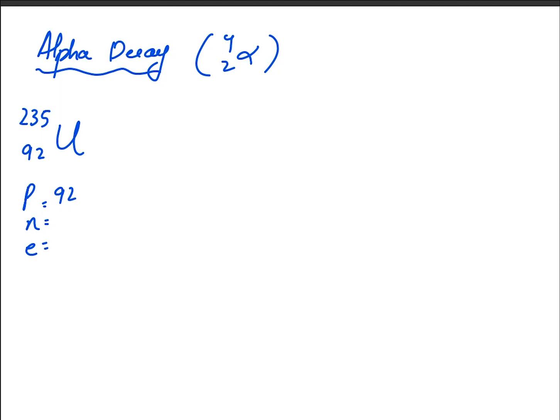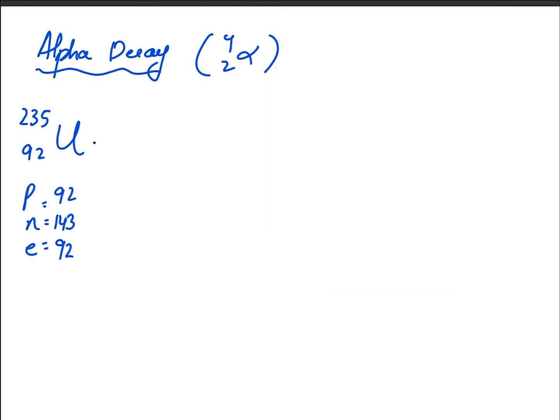I would recommend taking out the calculator and solving. That would be approximately 140 something. Let's just verify this. So 235 minus 92, that should be 143. It has 143 neutrons and 92 electrons. Protons and electrons are going to be the same if the charge overall is neutral.